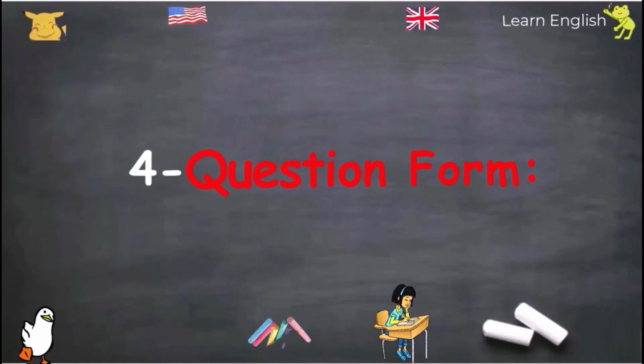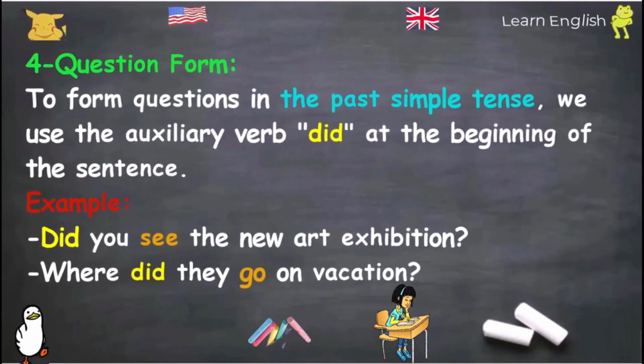Question form. To form questions in the past simple tense, we use the auxiliary verb did at the beginning of the sentence. Example. Did you see the new art exhibition? Where did they go on vacation?